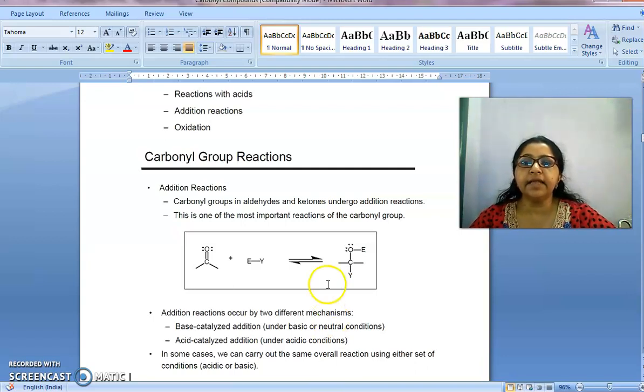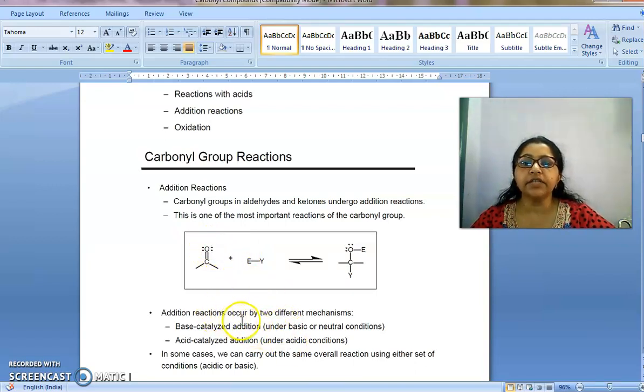First, let us see the addition reaction, how it gets added. Whenever you take a molecule, the molecule will have a positive part and a negative part. Supposing here E is the positive part and Y is the negative part of a particular molecule. Now, the negative part will get added to carbon, which has a partial positive charge, and the positive part will get added to the oxygen, which has a partial negative charge.